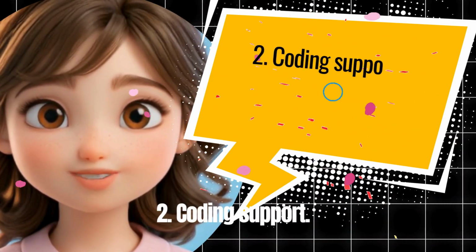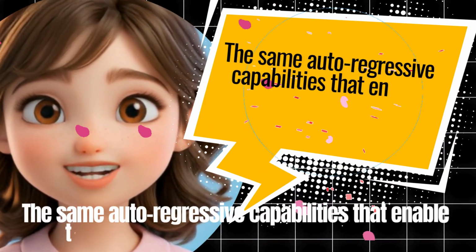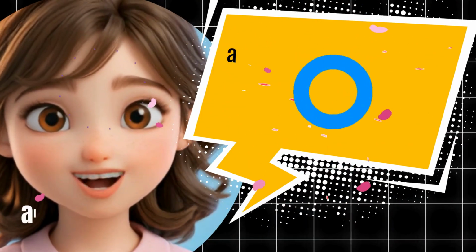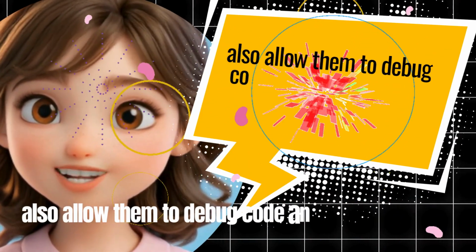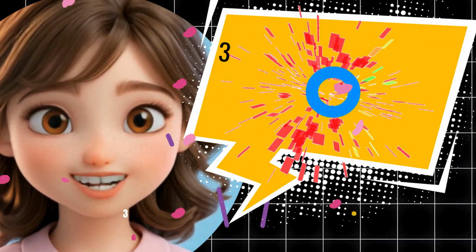2. Coding support. The same autoregressive capabilities that enable transformers to excel at text generation also allow them to debug code and generate code snippets. 3. Time series forecasting.